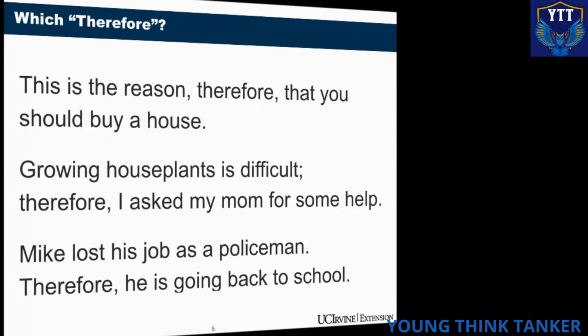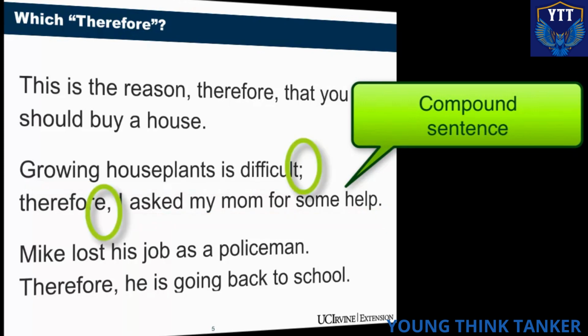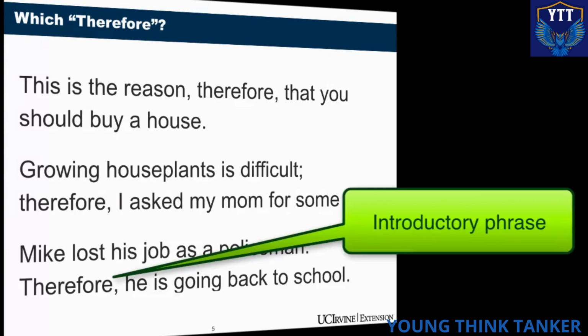Look at the second sentence. Here we have two independent clauses, and we're joining them with therefore. So remember to put a semicolon in front and a comma after. Look at the third sentence. Here we have two separate sentences, but in the second sentence I'm using an introductory phrase, so I put a comma after therefore.